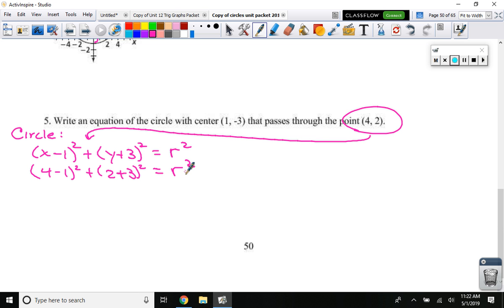Remember, you are always graphing solutions. And that's a solution because it's on the graph. So then what are we getting for r squared? 34. Now, I can certainly square root this and find the radius, but when I go to write the equation, I need r squared anyways, right? So what's your final equation? Alice, will you give me a final equation?